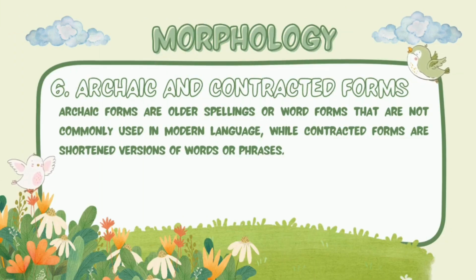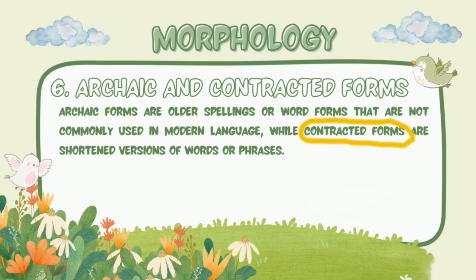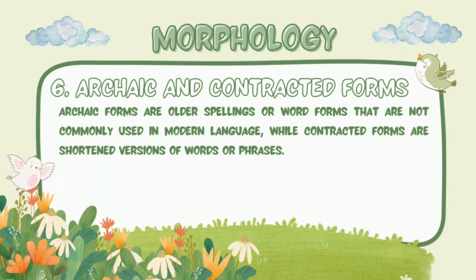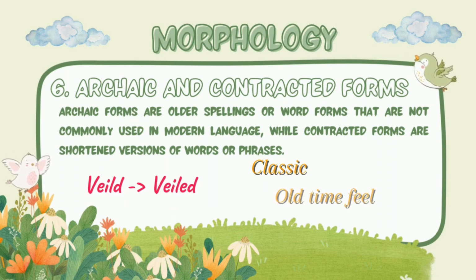Next is archaic and contracted forms. Archaic forms are old ways of spelling or using words that we don't see much in today's language, while contracted forms are just shorter versions of words or phrases. For example, the word "veild," V-E-I-L-D. This is the old way of spelling "veiled," V-E-I-L-E-D, leaving out the E part. Using this older form gives the poem a more classic and old-time feel.